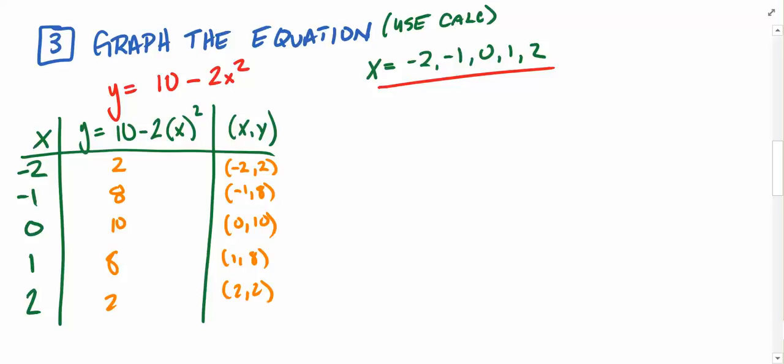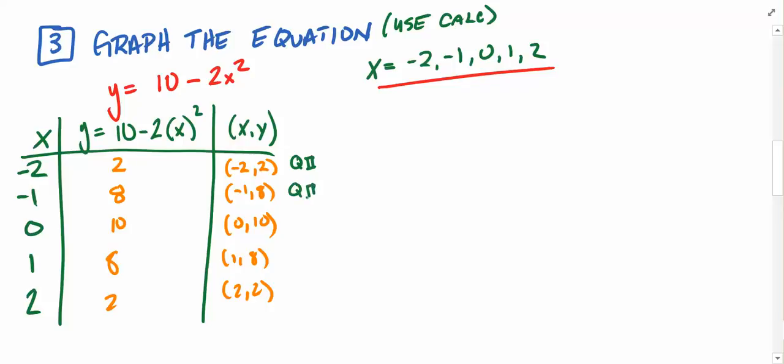Now that we have these points, we're going to graph these points, okay? So let's take a moment and consider where we should be graphing. Where is negative 2, 2? What quadrant is that in? That's the second. That's quadrant number 2. What about negative 1, 8? Also quadrant 2. What about 0, 10?